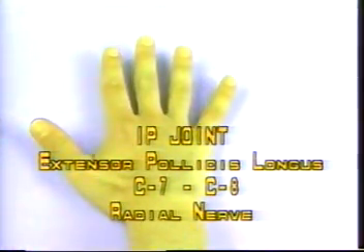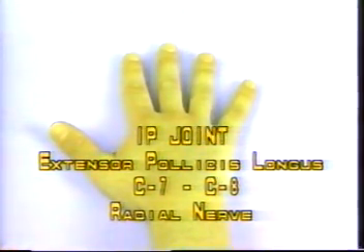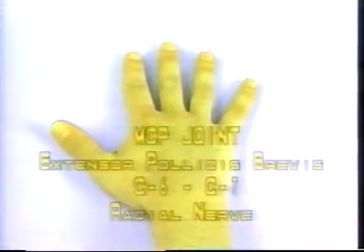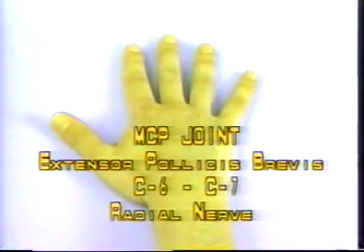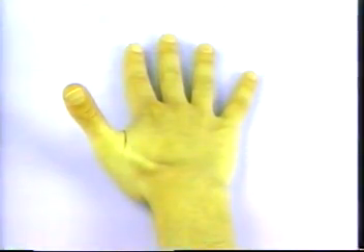Thumb extension. Interphalangeal joint, extensor pollicis longus, C7-C8 radial nerve, metacarpal phalangeal joint, extensor pollicis brevis, C6-C7 radial nerve. With the palm placed on the table, instruct the patient to lift the thumb up away from the table.